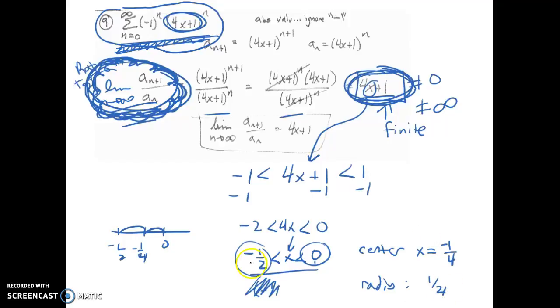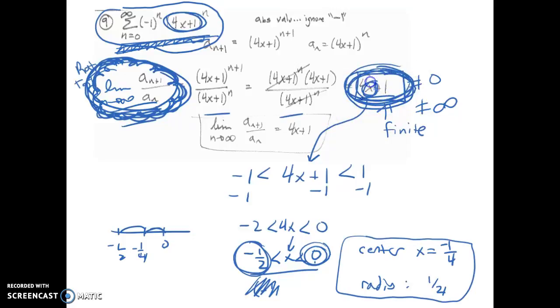It's a fourth. Now, the reason why I'm not actually talking about intervals just yet is there's going to be a whole other section dedicated to whether or not we include the -1/2 or the 0 in our final analysis. But for now, all you got to know is when you get this final expression, if it's not 0, if it's not infinity, you want to find the x's that force it to be between -1 and 1, and then from that you can figure out the radius.